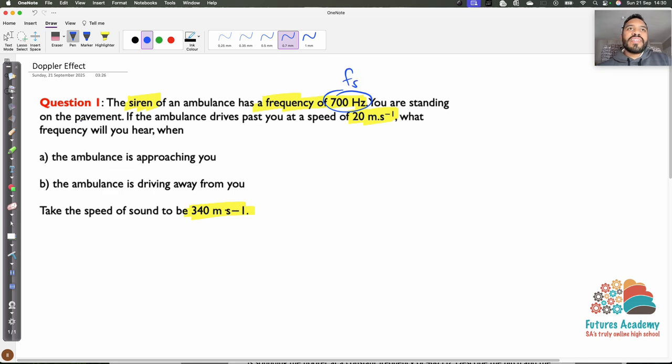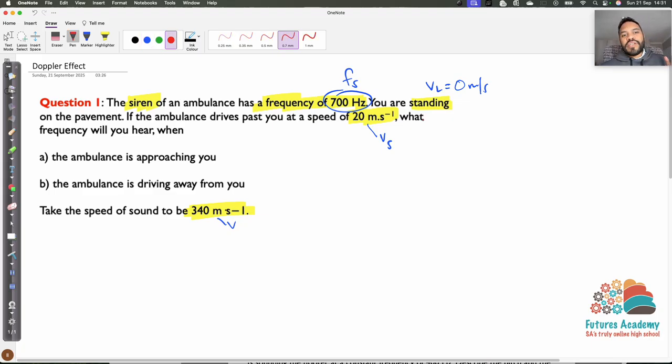Okay, you are standing on the pavement, so that keyword over there is standing, and if you are standing, that means that your velocity, the velocity of the listener, or rather your speed, is 0 meters per second. Okay, and then if the ambulance drives past you at a speed of that, we know that this is the velocity or the speed of the source. What frequency will you hear when the ambulance is approaching you? And this over here is our V. Okay, so let's move forward.